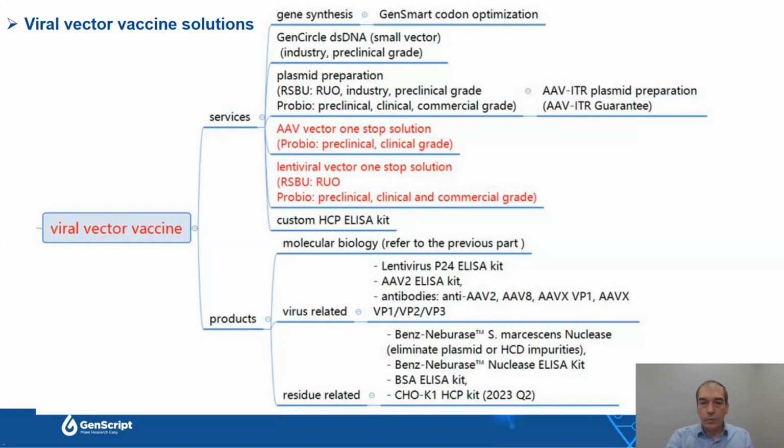We also have a lot of products that are related specifically to virus analytics. For example, we have lentivirus ELISA kits, we have AAV2 ELISA kit, we have a lot of antibodies against AAV variants, and we also have some of the virus-related antibodies. We have an alternative to benzonase for digesting the genomic DNA during virus preparation. And we have BSA ELISA kits and CHO HCP ELISA kits that are ready on the shelf.